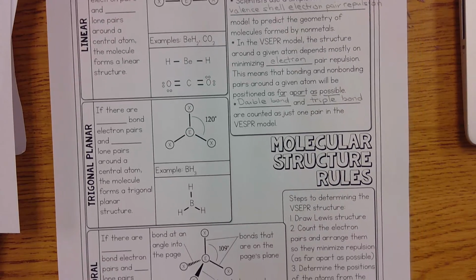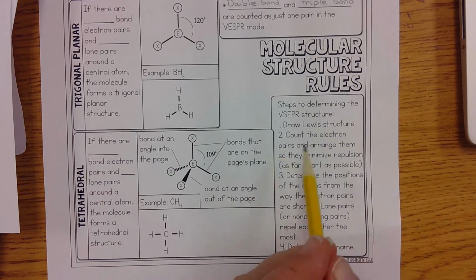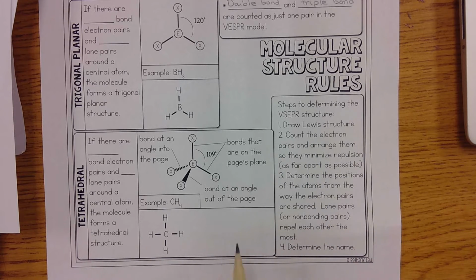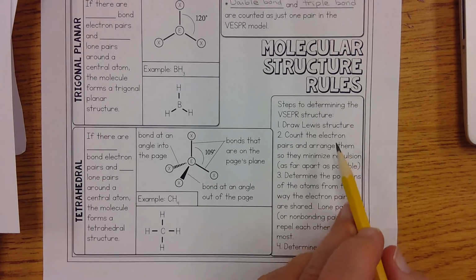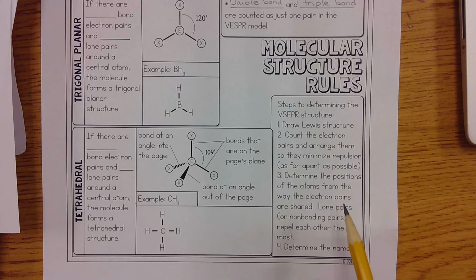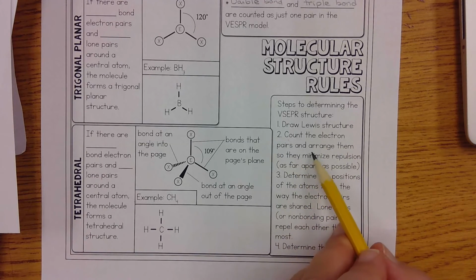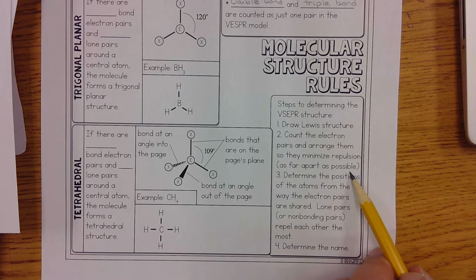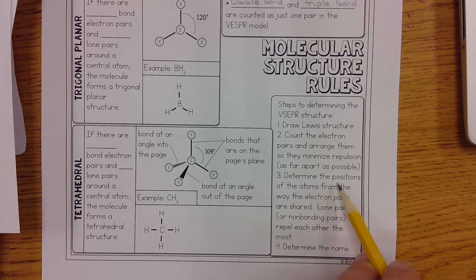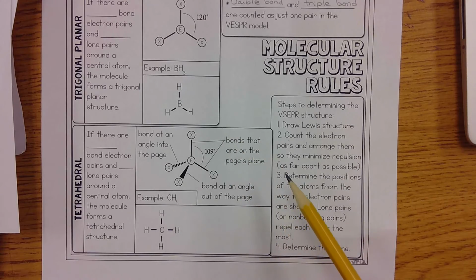So here are the steps to figuring out the structure of a molecule. First, draw the Lewis structure. Remember, that's with the dots for the valence electrons. Two, count the electron pairs and arrange them as far apart as possible. Three, determine the positions of the atoms from the way the electron pairs are shared. Okay. Lone pairs repel each other the most. And then from there, you can figure out the name.